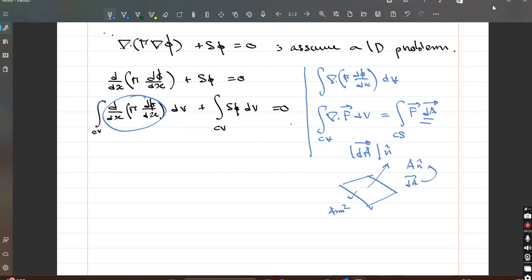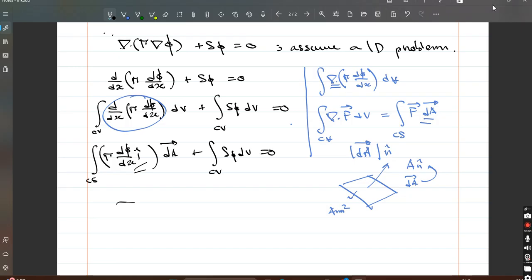Okay, so now what does this mean? This divergence operator we can just get rid of, and we can convert this control volume integral to a control surface integral, and this will be nothing but i cap times dA vector. So why did I write i cap? Let me just give you a visual context of how this came out.